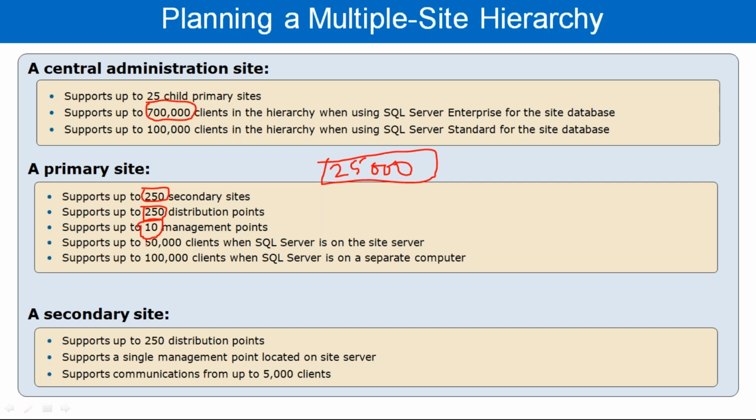So one primary site, as I told you, is capable of handling a maximum of 100,000 devices, and one secondary site is capable of handling 5,000 devices. Now in the current version of SCCM, a secondary site manages up to 15,000 devices in the latest version. Okay. Any other question, guys?